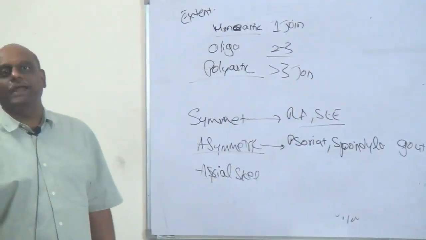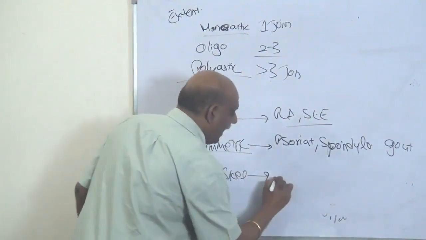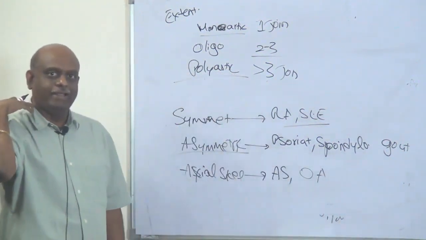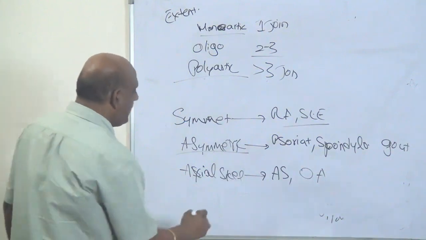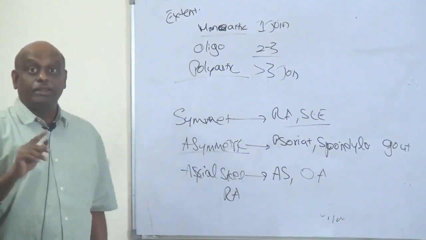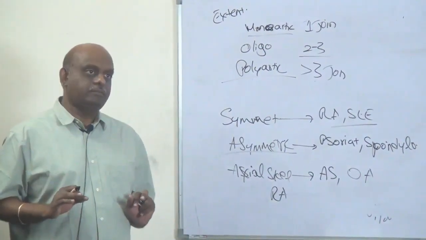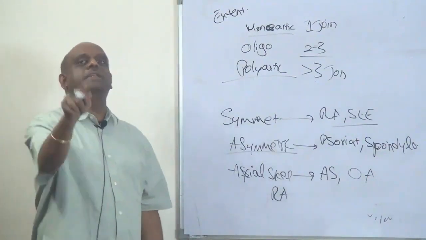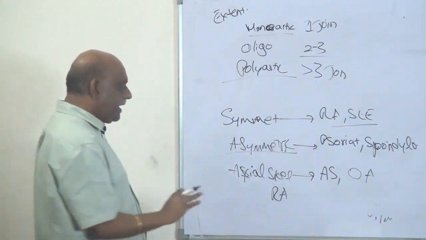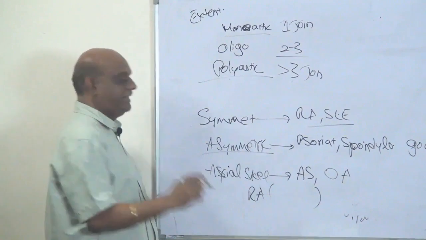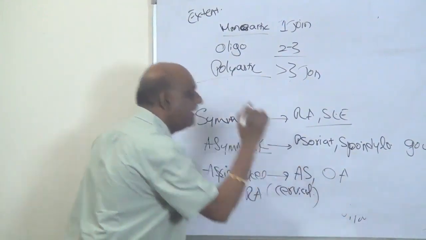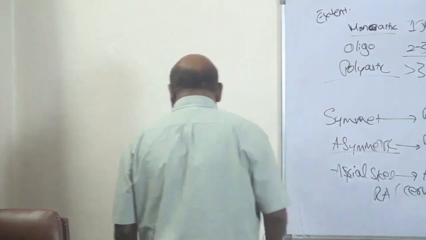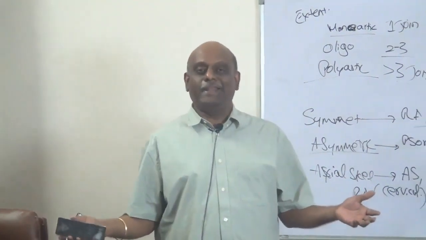Axial skeleton kahan involved hota hai? Typically in case of ankylosing spondylitis, spine involve hota hai, osteoarthritis also spine involve hota hai, and if you take rheumatoid arthritis, there is a small exception. Favorite question of examiner: rheumatoid arthritis involves appendicular skeleton. The only part of the spine which is involved is the cervical spine. So, rheumatoid arthritis selectively involves only the cervical spine. Cervical spine is what you have to ultimately remember. So, ab aap mahagyani ban gaye hain arthritis ke topic mein.